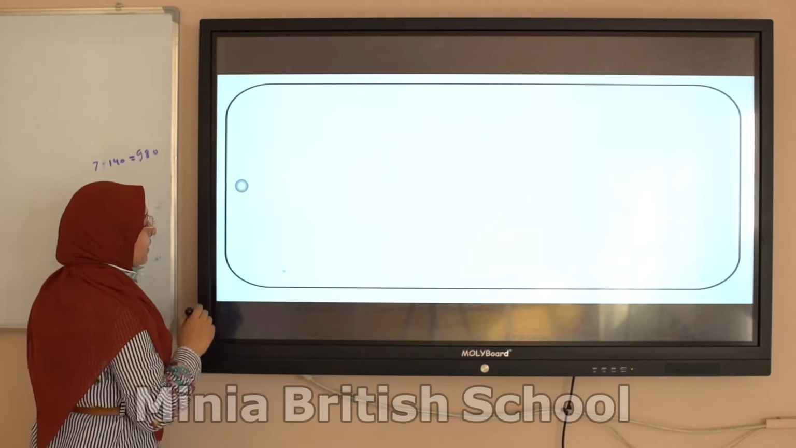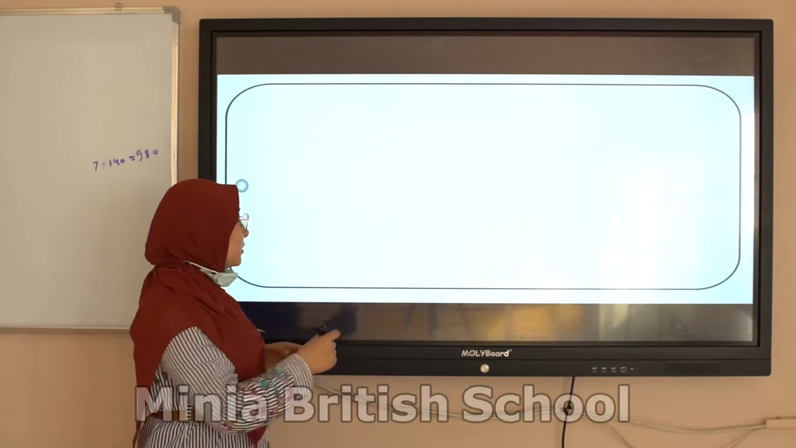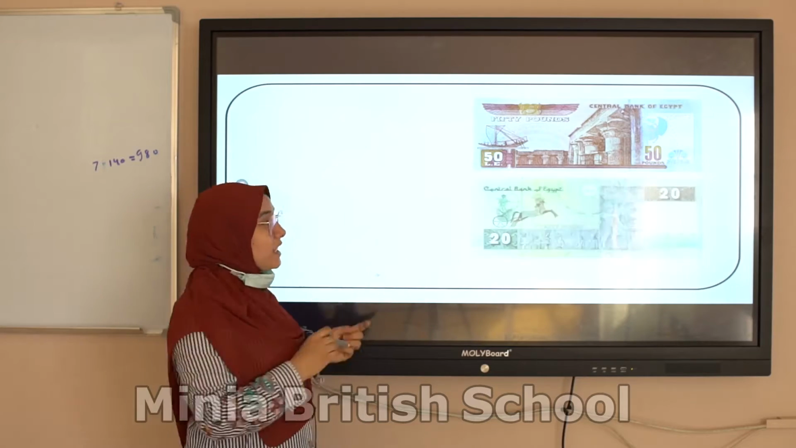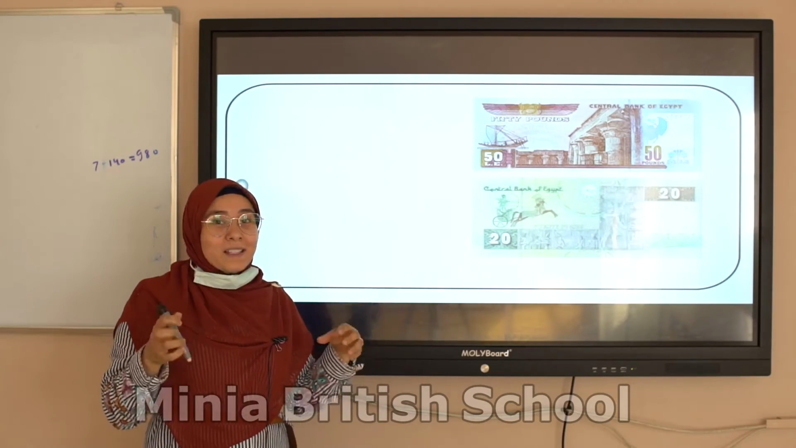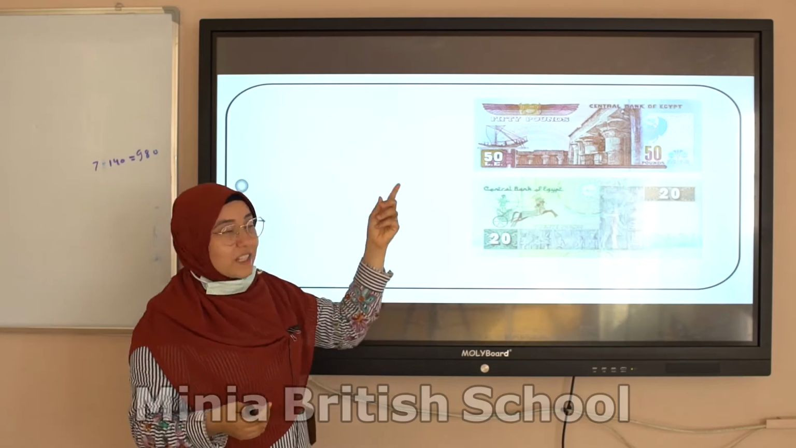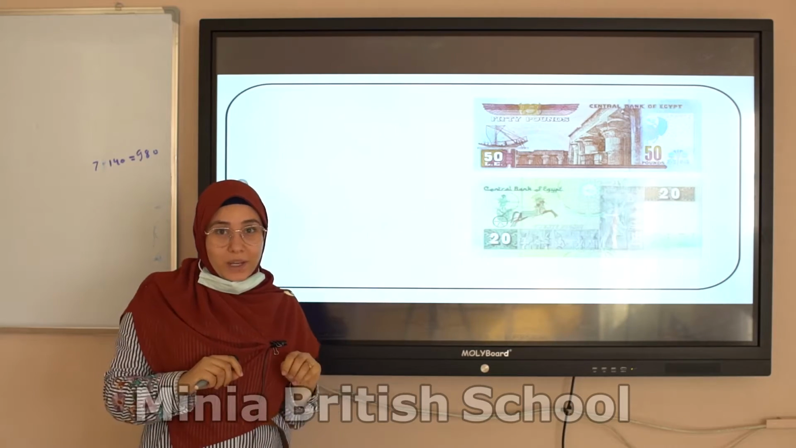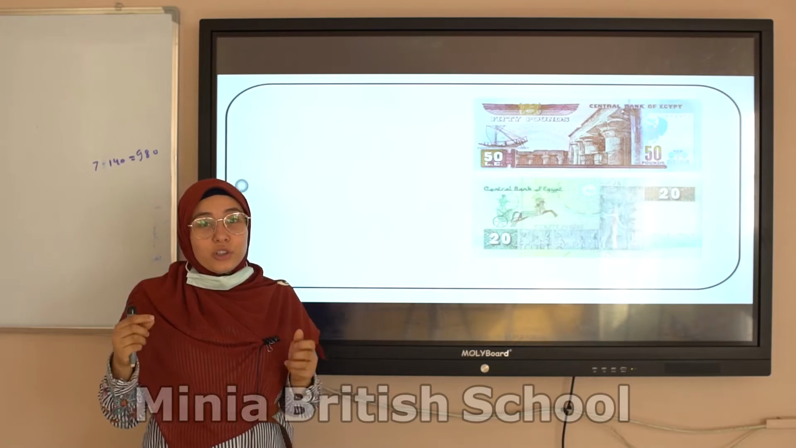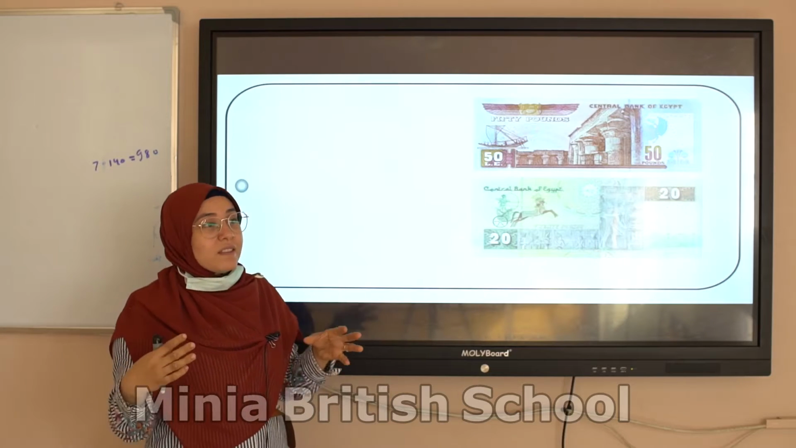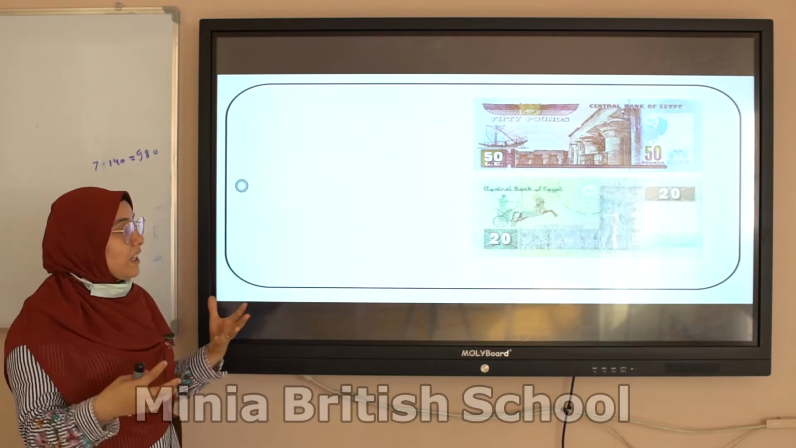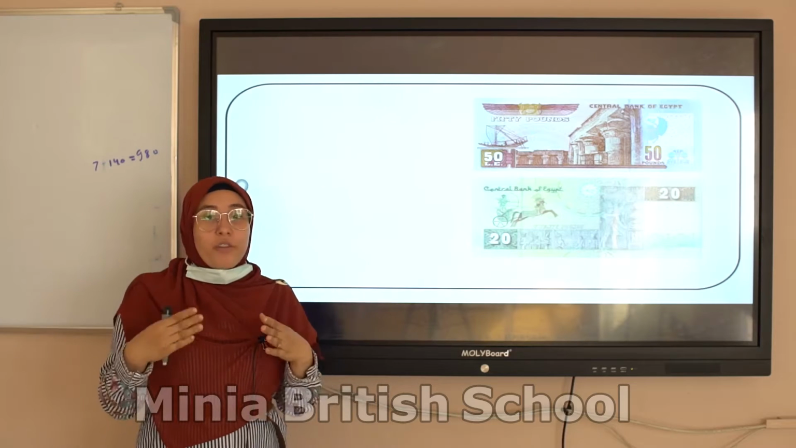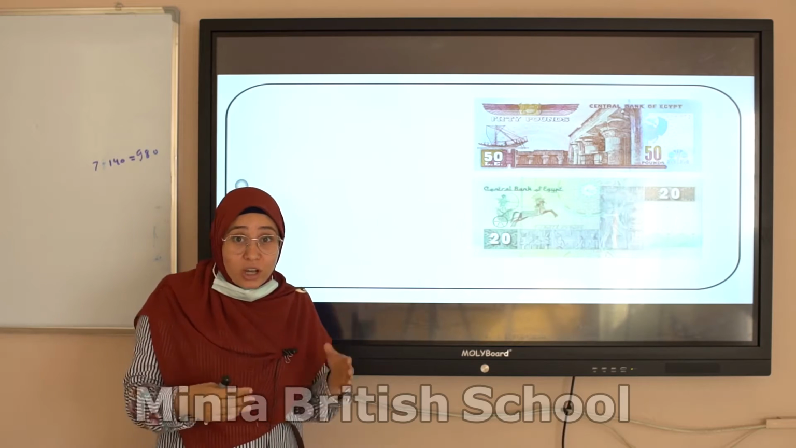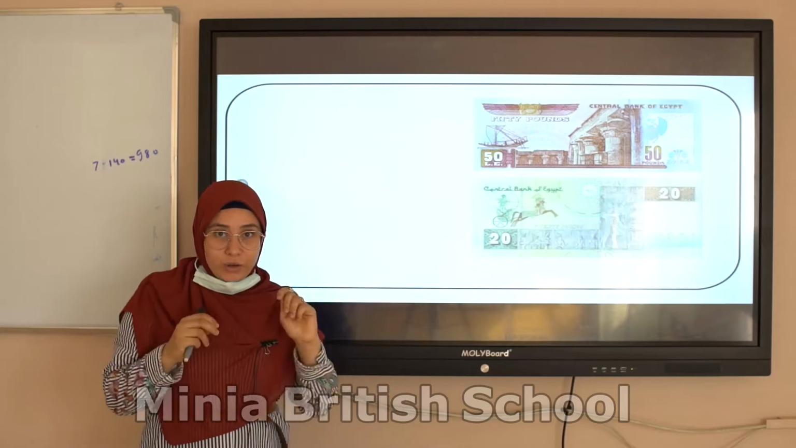In the first example, a person has some banknotes of 50 pounds and 20 pounds. He bought an electrical fan for 390 pounds. Now, I need to know how many banknotes of each type he gives to the seller.